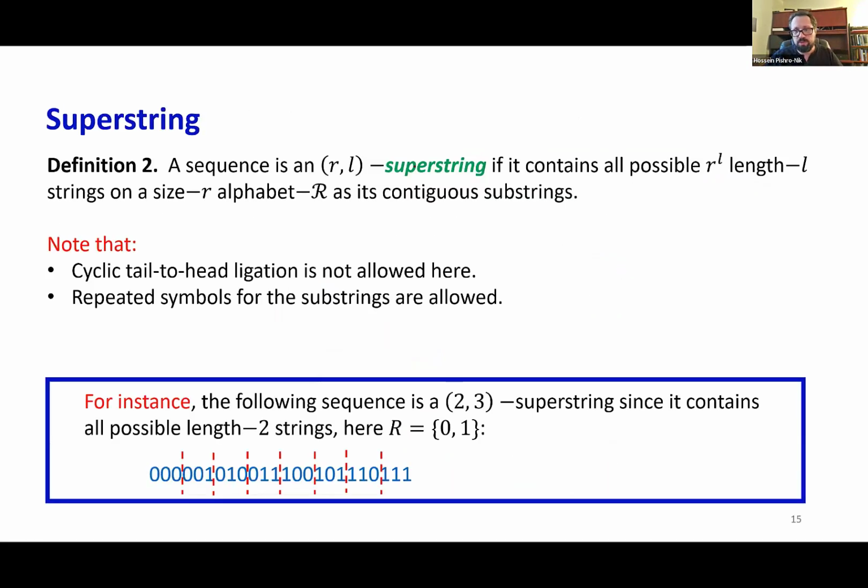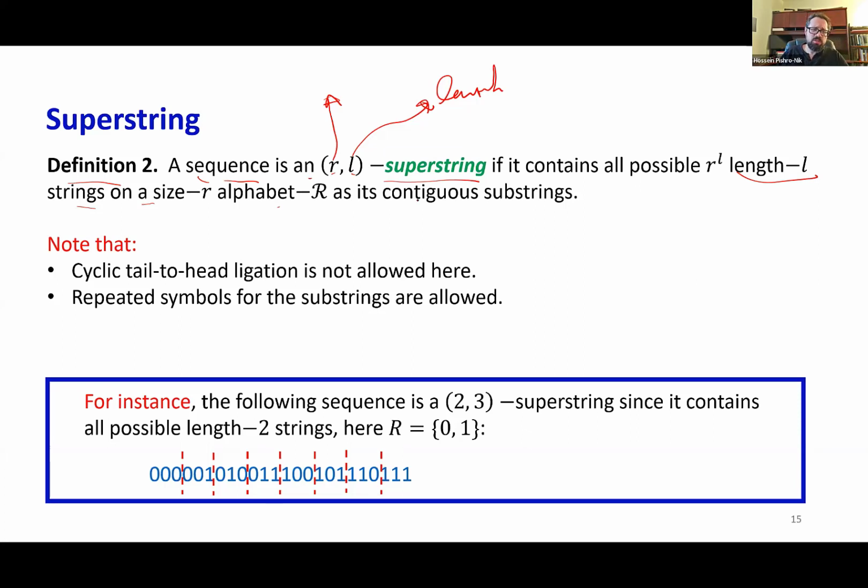And we're going to use this superstring in our obfuscation. So mathematically, we define a sequence to be an RL superstring. R, remember, is the alphabet size, and L is the length of the patterns that you're considering, if it contains all the possible length L strings on a size R alphabet as contiguous substrings.